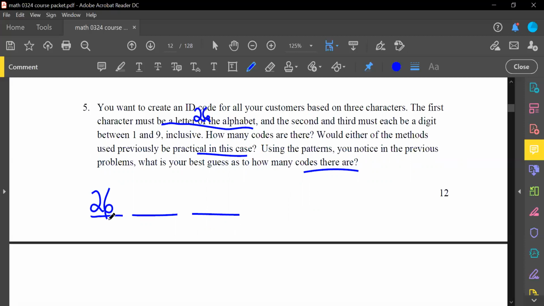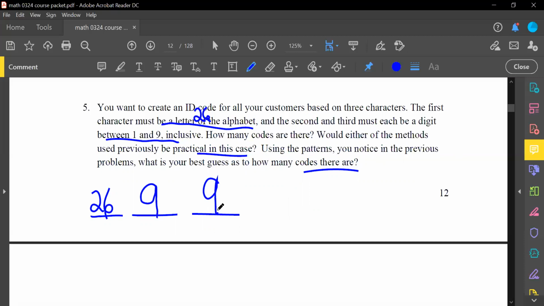Yeah, 26 letters. And the second and third must each be a digit between 1 and 9, inclusive. So that means including 1 and 9. If I count 1, 2, 3, 4, between 1 and 9, there's 9 digits. Be careful because if 0 were included, there'd be 10. So there's 9 digits for each of these, assuming I can repeat a digit. So all I have to do is pull up my handy dandy calculator and multiply 26 times 9 times 9.